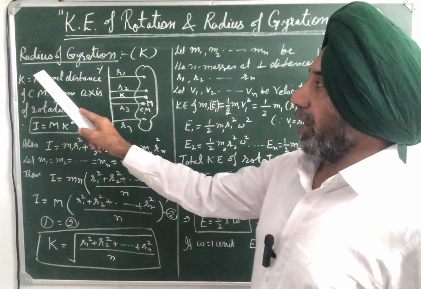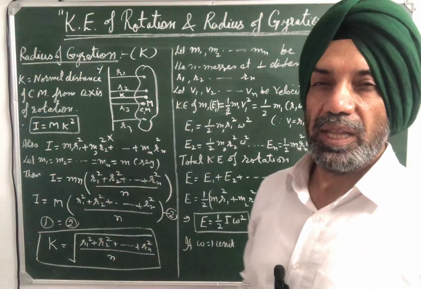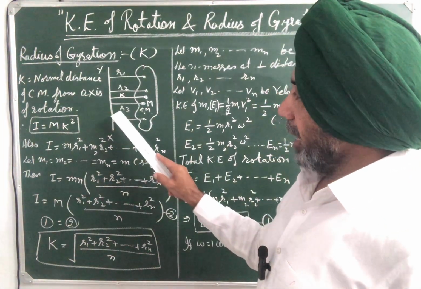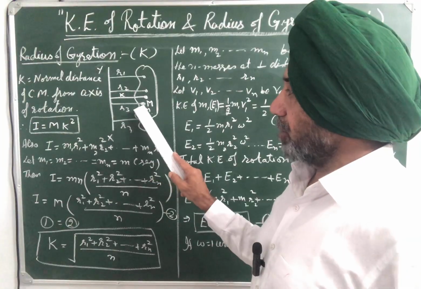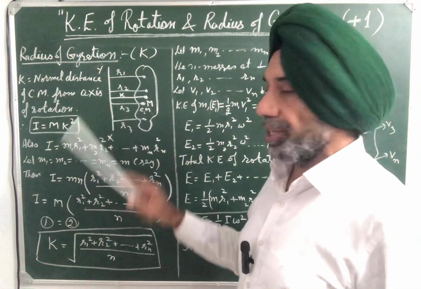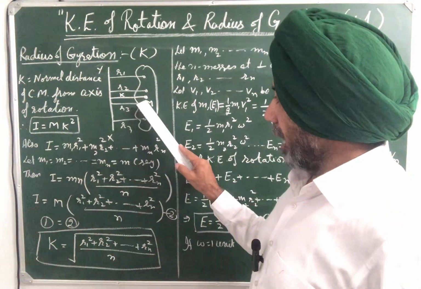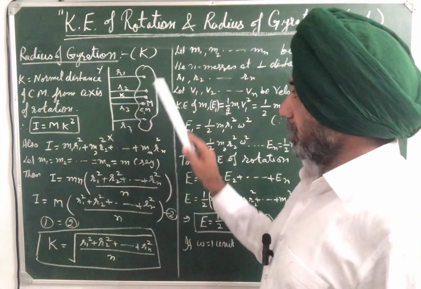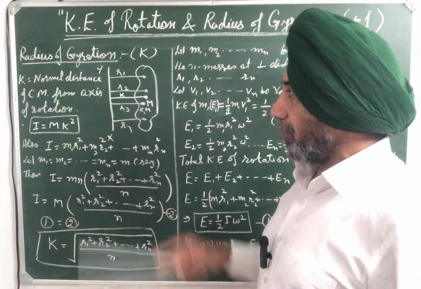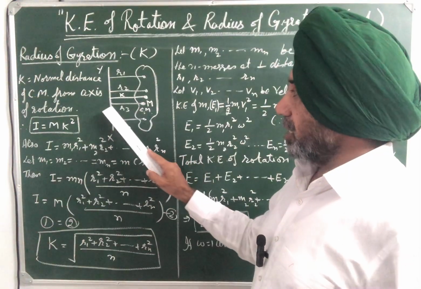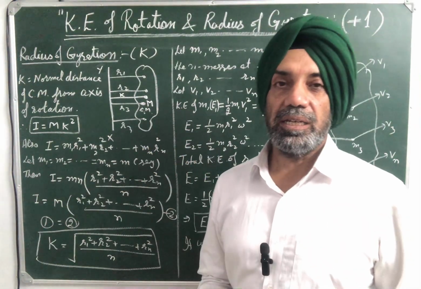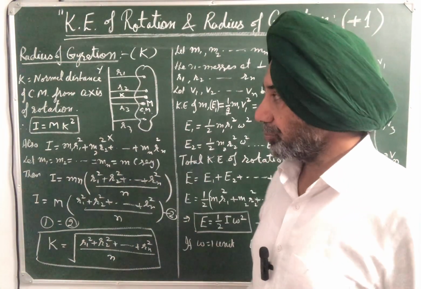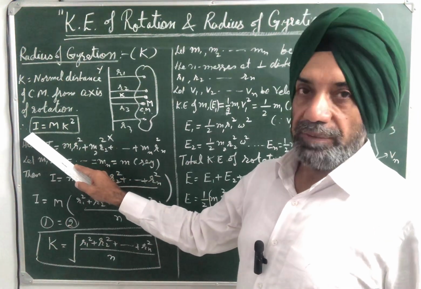Then we define radius of gyration. Radius of gyration, capital K, is defined as the perpendicular distance of the center of mass of the rigid body from the axis of rotation, where the whole mass is supposed to be concentrated. Let capital M be the total mass of the rigid body, which is supposed to be concentrated at the center of mass. So the perpendicular distance of the center of mass from the axis of rotation is called radius of gyration.